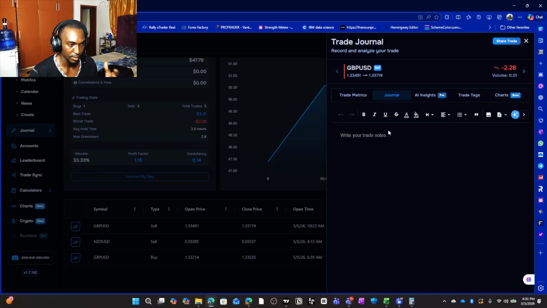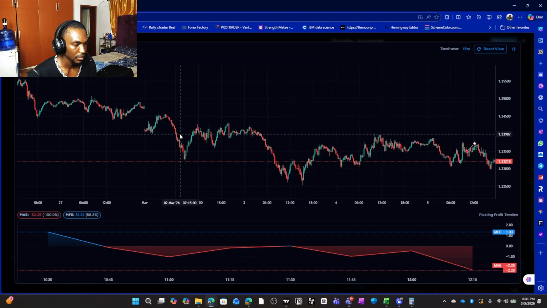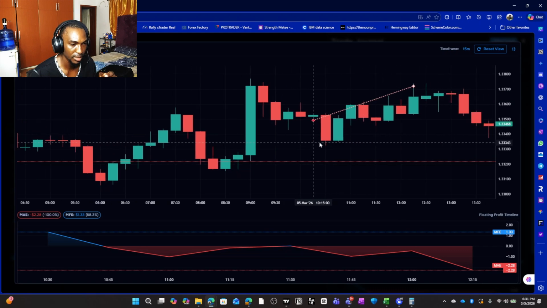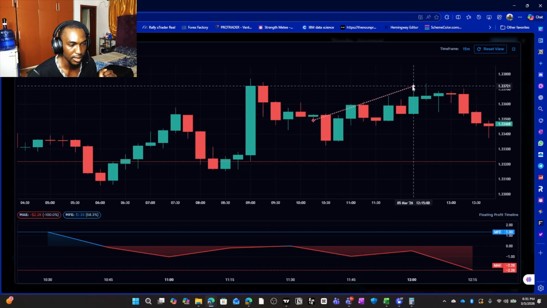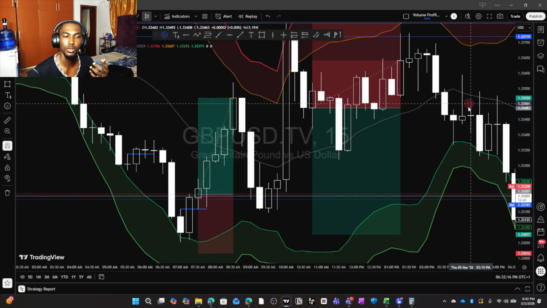Then I had the final trade, the British pound US dollar trade right here on the chart. You can see it. I entered here. I'm going to zoom in. It was a 15-minute chart. Yes. I entered right here. But you can see where I got stopped out. It's not actually at the top. I got stopped out at the price level. You see the price level right here, 1.33719. But like I said, that wasn't my actual stop loss.